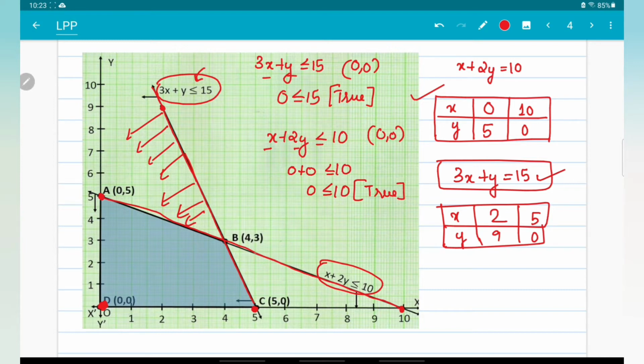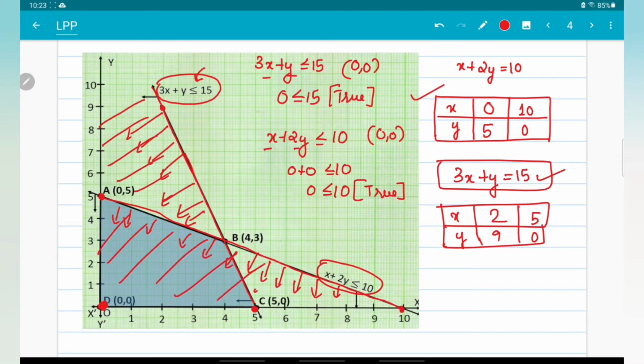So my line for this one is this one. I will shade towards 0 comma 0, that is I'll shade this side completely. So I checked for my feasibility. Now when I shade both of these parts and check, this blue part which you can see over here is my common region. When I shade for both the lines, this blue part comes as my common region. So this is my feasible region, that is this blue part.